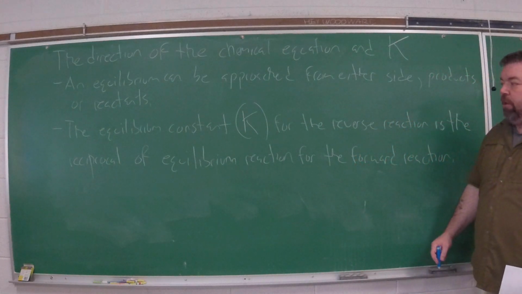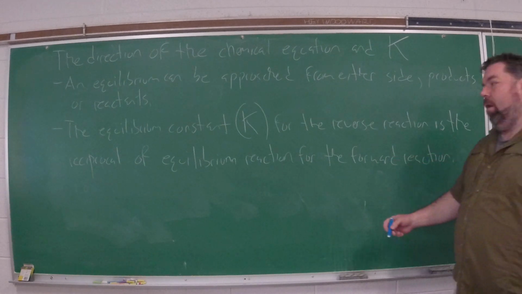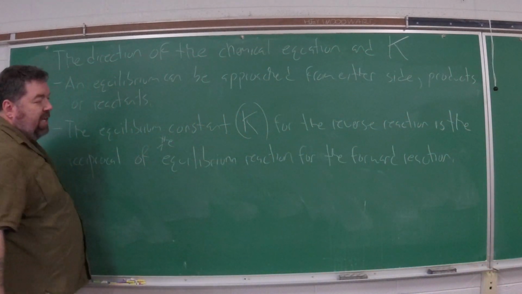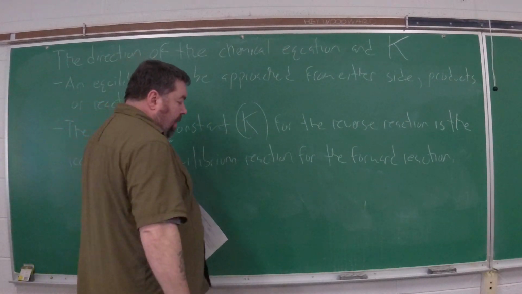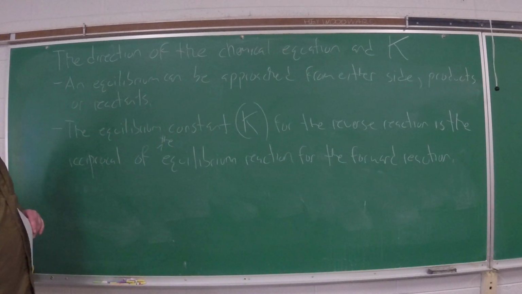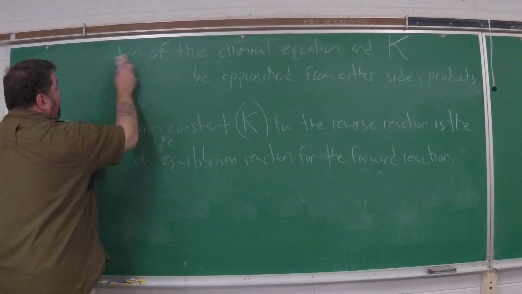Okay? So the equilibrium constant for the reverse reaction is the reciprocal of the equilibrium constant for the forward reaction. All right, let's take a look at what this looks like. Let me look at an example, write that down, and take a look at this example.